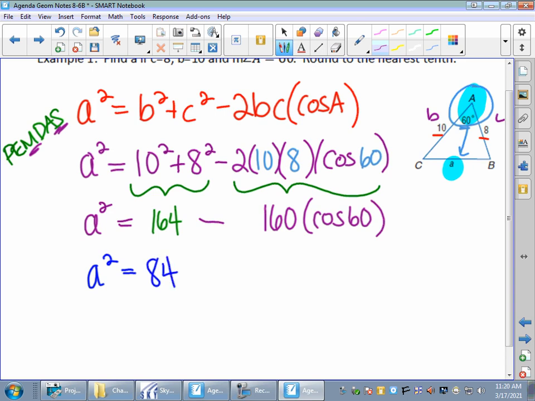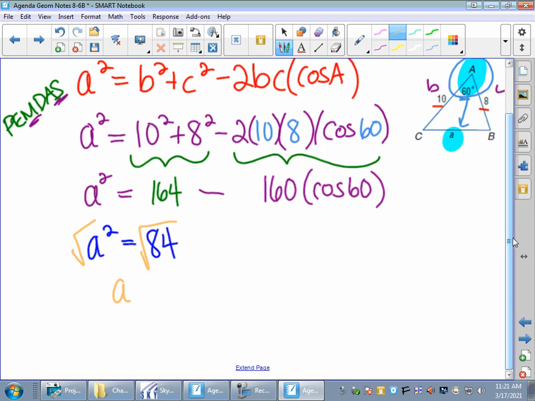So then if a squared equals 84, everybody knows how to do that. Square root both sides. So a is equal to, if it does say to round to the nearest tenth, I can round that. That's going to come out to approximately 9.2. If we were being exact, we could say that a was equal to, I think, 2 times the square root of 21. But since it tells me to round my answer, I'm perfectly okay with a 9.2.